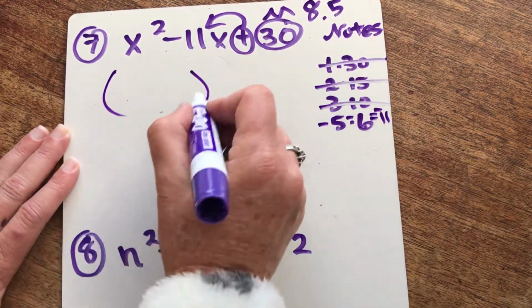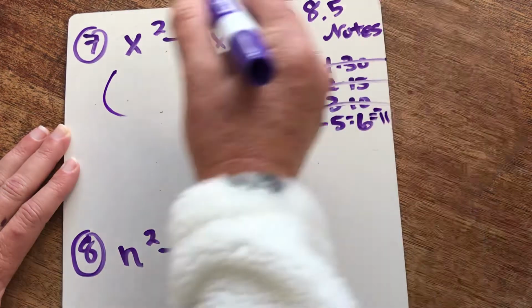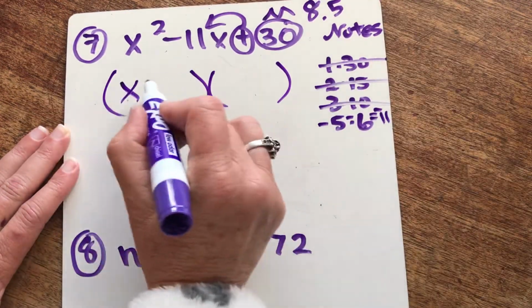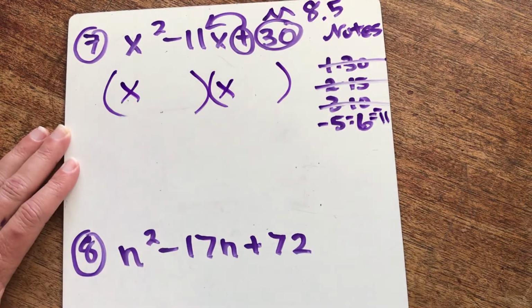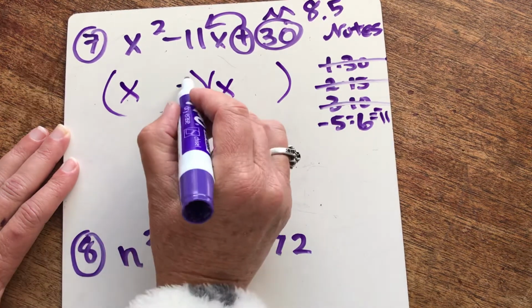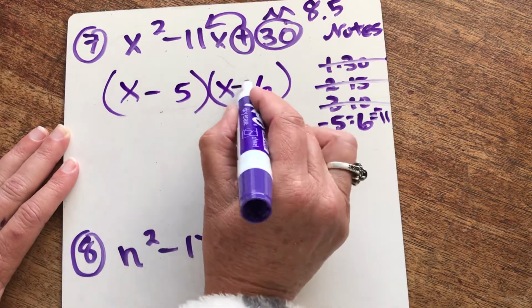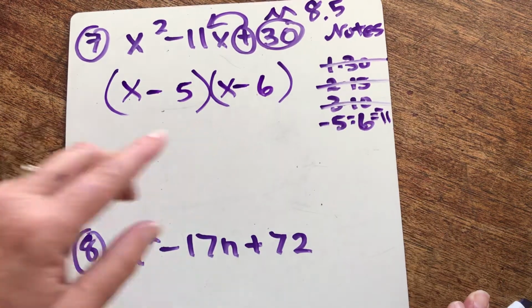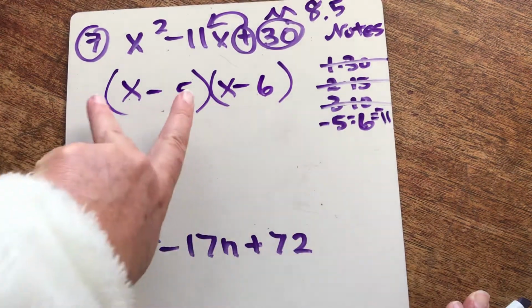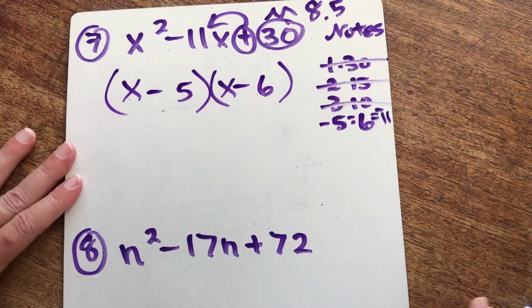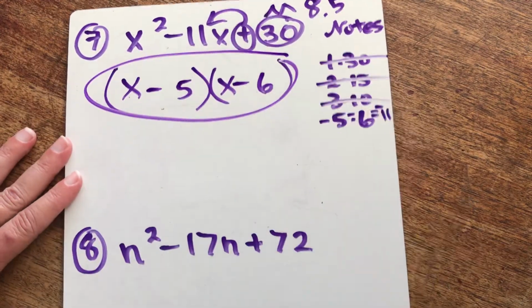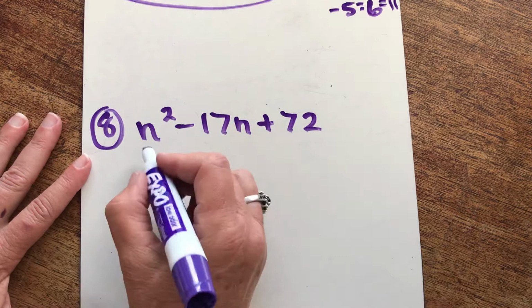We found it. And they both have to be negative. So let's go ahead. And all of this is the work I want to see. So x multiplies to give me the x squared in the front. 5 and 6 multiply to give me the 30 in the back, and they both have to be negative in order for it to work. This factor can be first, this one can be second. So there's your final answer. Great. And number 8. Let's check it out.